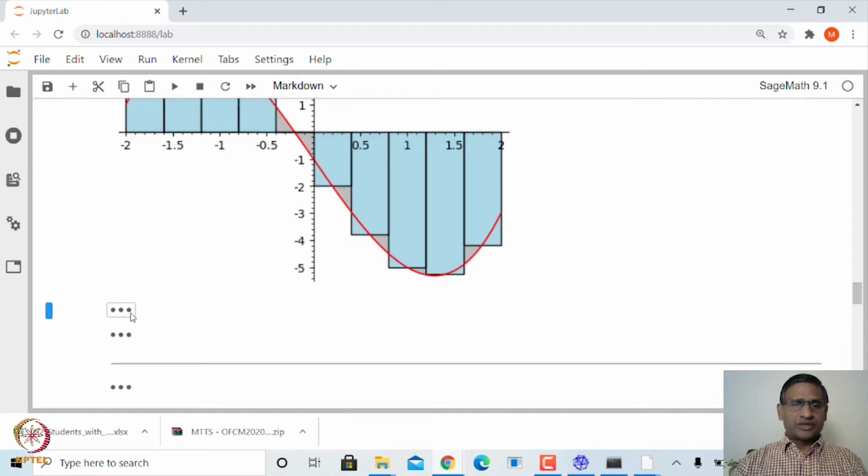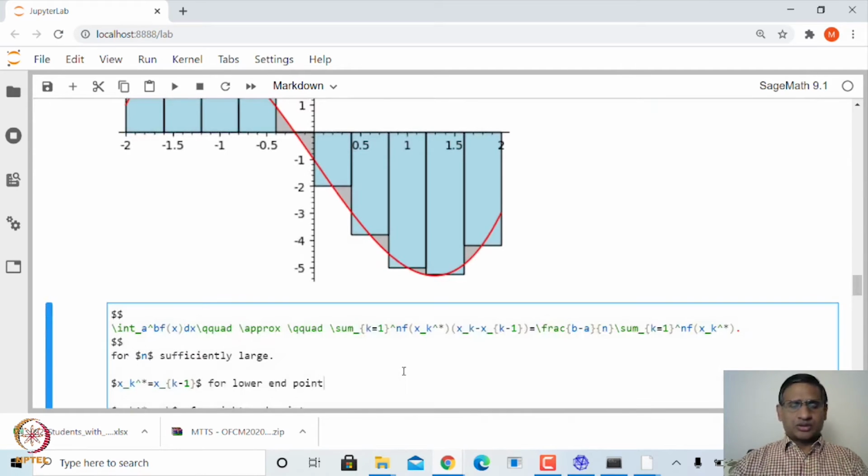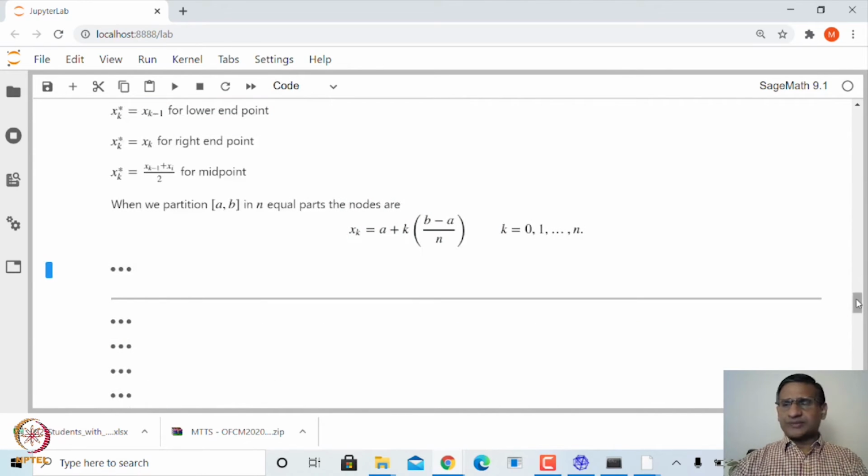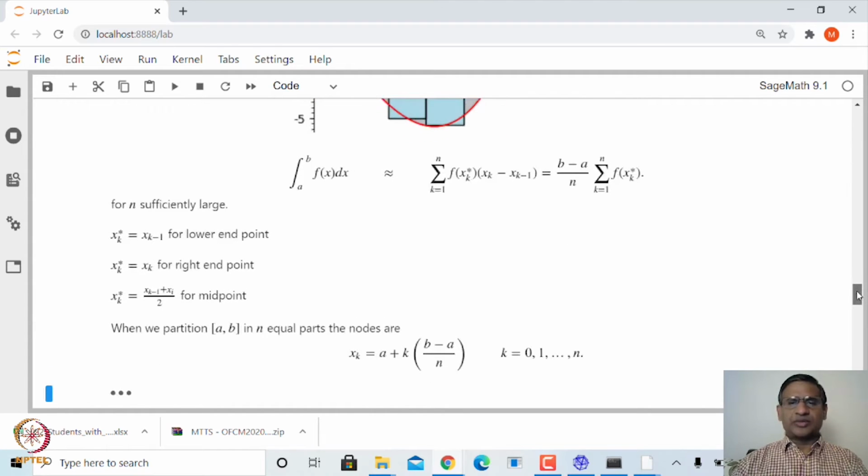So, in order to define this integral, which is called the Riemann integral, what we are doing is approximating the integral of f(x) from a to b by means of the sum of the areas of these rectangles, where f(x star) is the height and this is the width. Now, if you are dividing the interval into n equal parts, the width is (b minus a) by n, and this is the height. So, this is the formula, right.